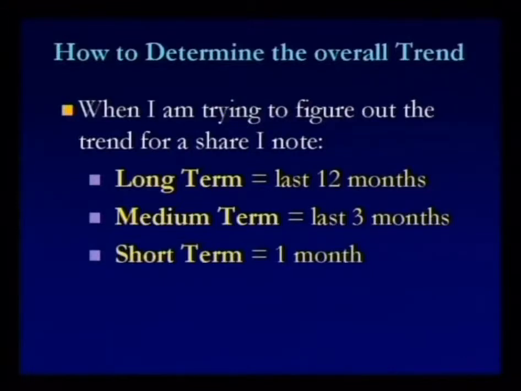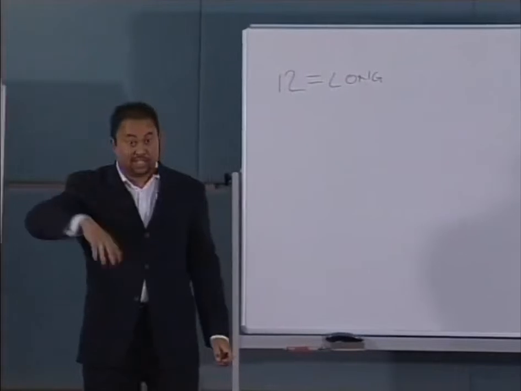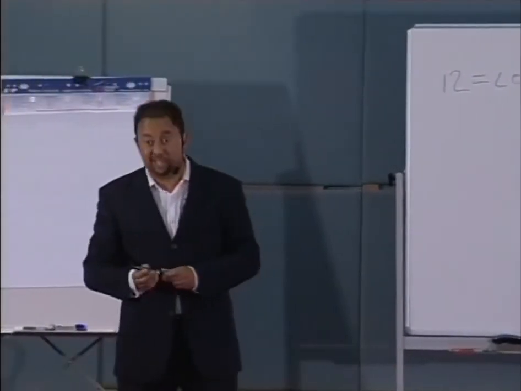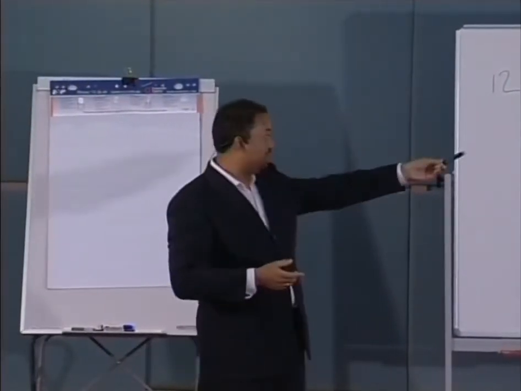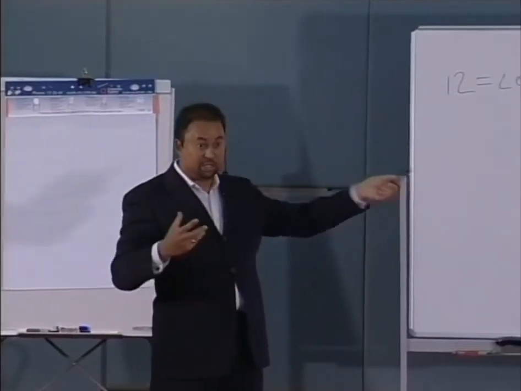Anyway, so when I'm trying to determine the overall trend, I look at three time frames. The first thing I look at is the 12 months, which I'm referring to as the long term. Now, long term in other strategies could be 10, 20, in some strategies could be like 20, 30 years. So long term is definitely not 12 months, generally speaking.